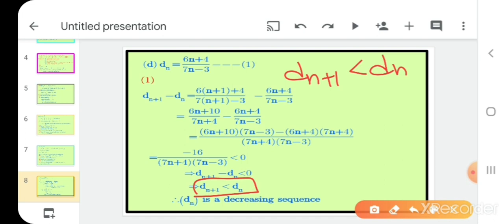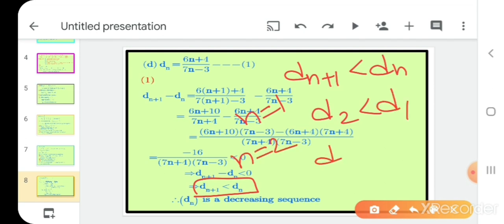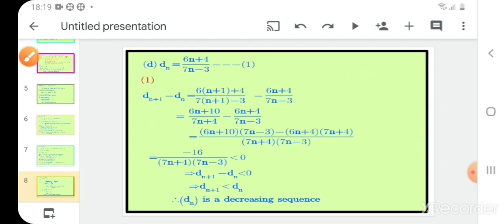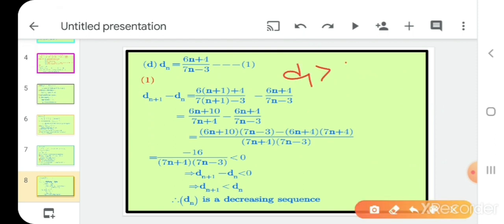Now, dn plus 1 less than dn means what? First we put n equals 1. What do we get here? For n equals 1, d2 less than d1. For n equals 2, d3 less than d2. For n equals 3, d4 less than d3. Combine all these terms. What do we get? d4 less than d3 less than d2 less than d1 and so on. Now I write this in reverse order. That means d1 greater than d2 greater than d3 and so on.